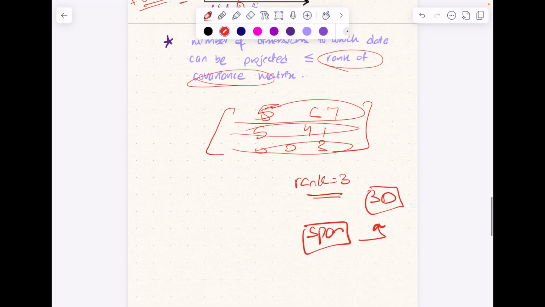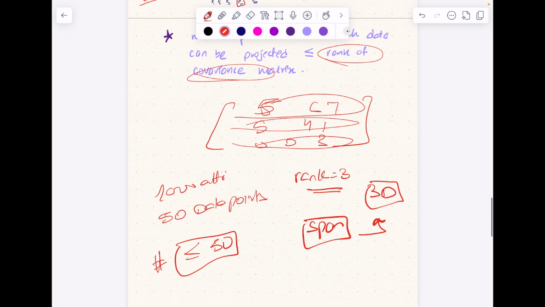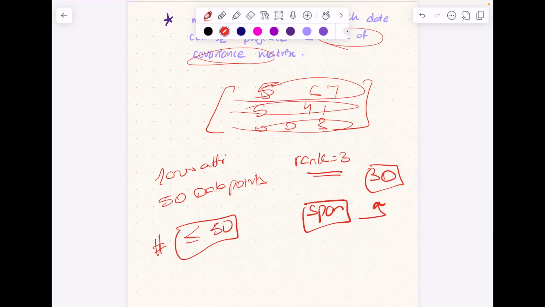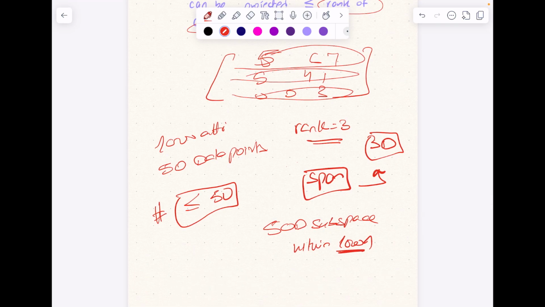It's a bit clearer to think of it in a bigger dimension. Let's say you had 1,000 attributes, but you only had 50 data points. That means the number of dimensions that you can actually project onto, or the number of principal components that you can have, is less than or equal to 50. Because even though your data has 1,000 attributes, it's actually living in a 50-dimensional subspace within the bigger 1,000-dimensional space.